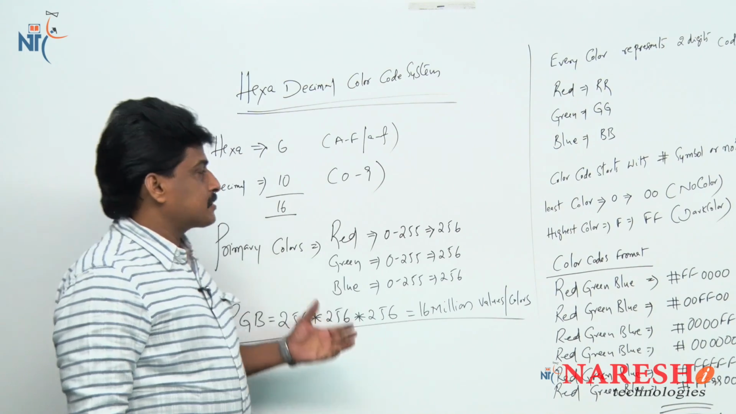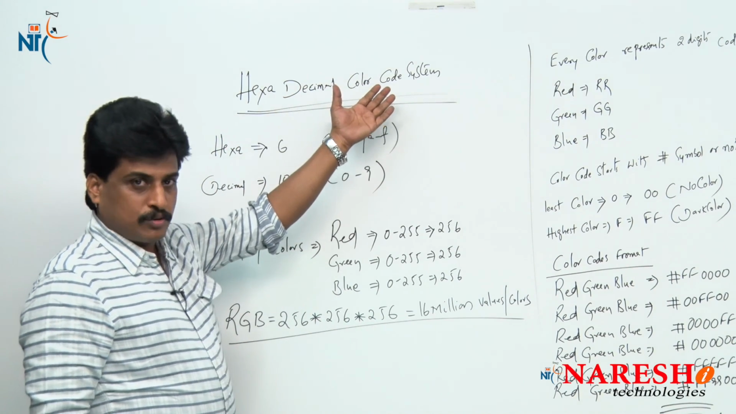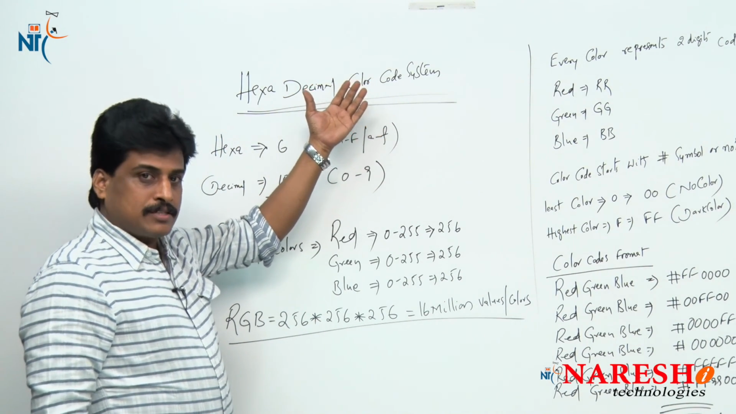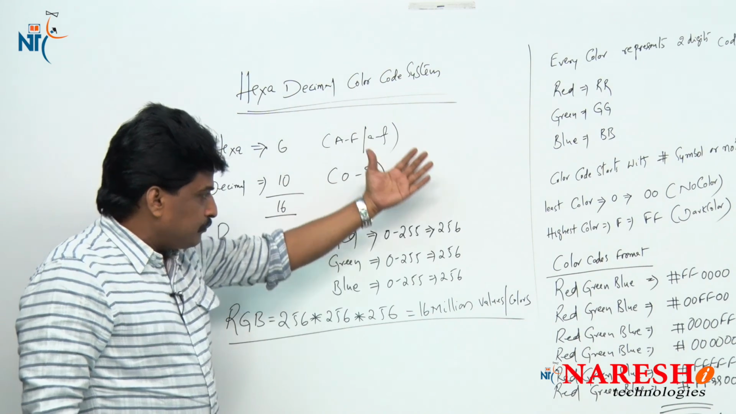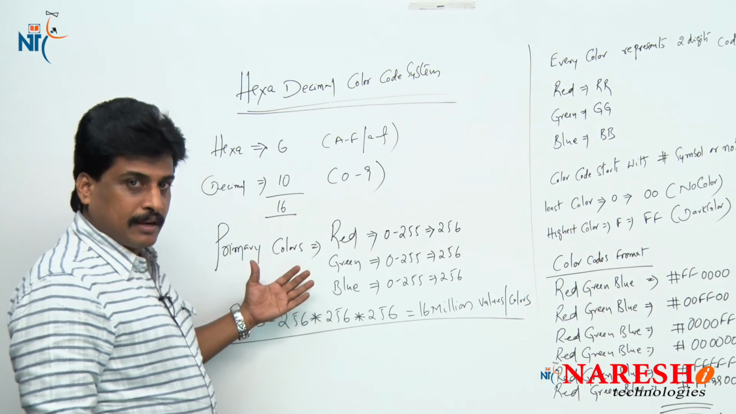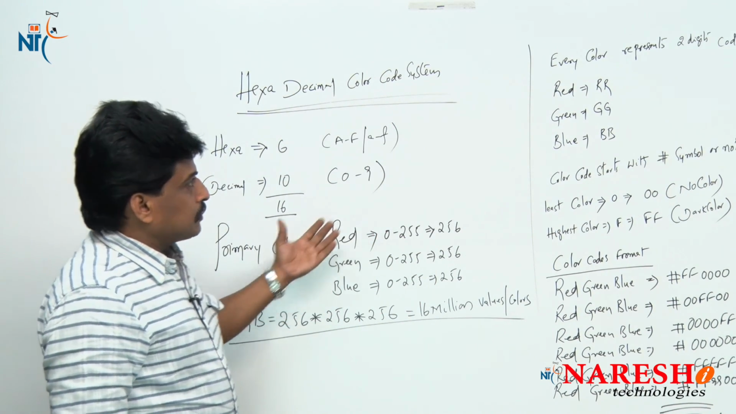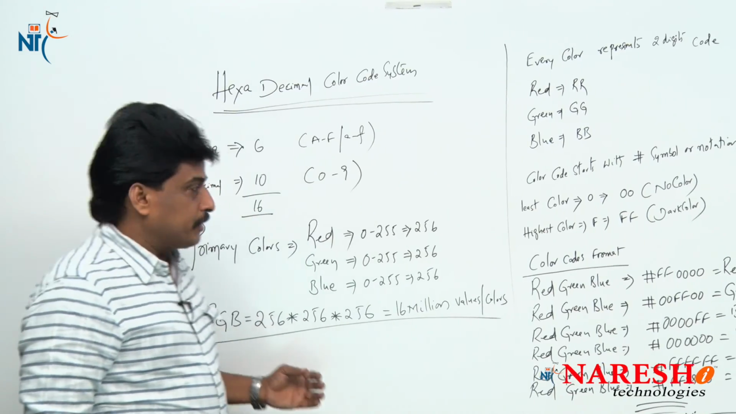Yeah, as I discussed already with you, the hexadecimal color code system. 16 colors are web safe colors. This is the way we can implement the hexadecimal color code system. To save our time, I completely implemented it already on the board very clearly.